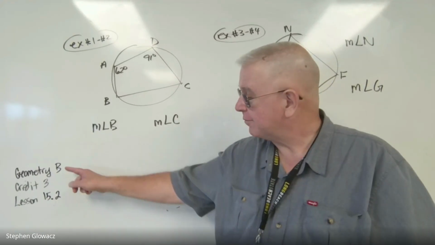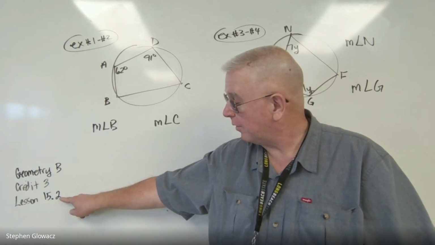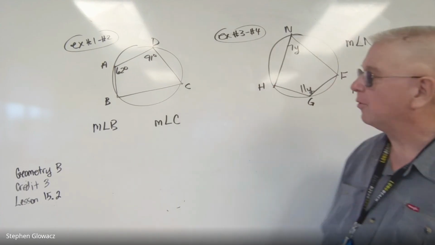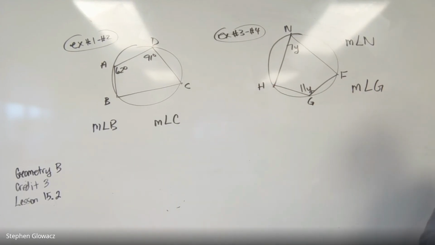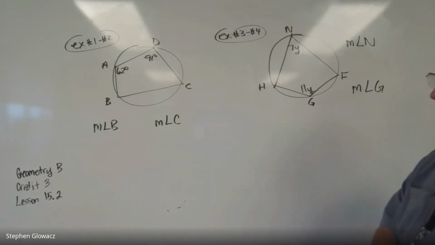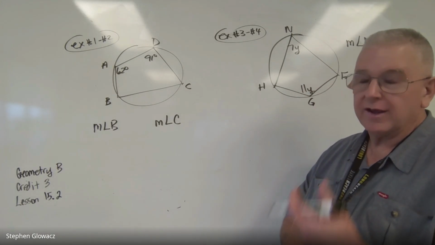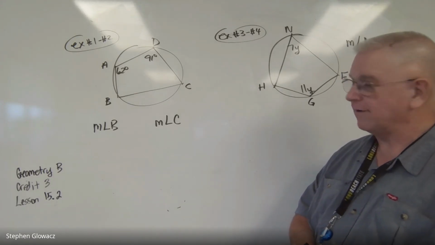These are the examples for Geometry B, Credit 3, Lesson 15.2. In Lesson 15.2, we're going to be talking more about inscribed figures and finding measures of unknown angles. This time, we're going to be talking about inscribed quadrilaterals.